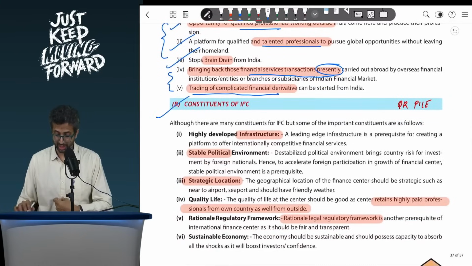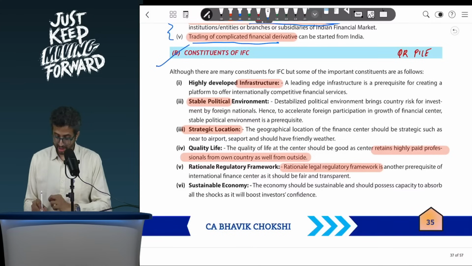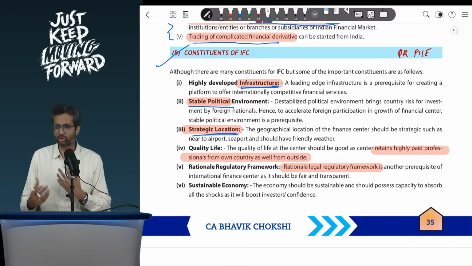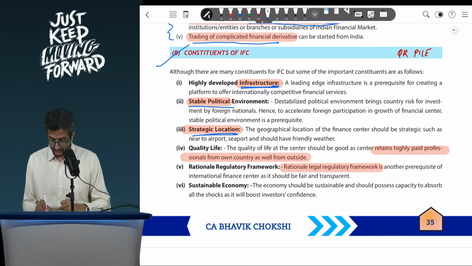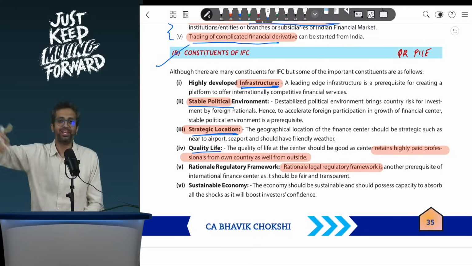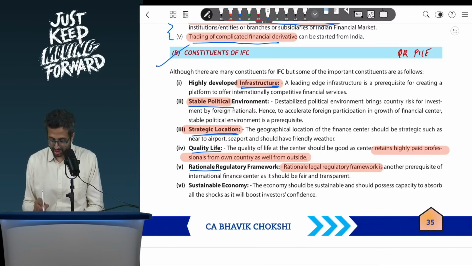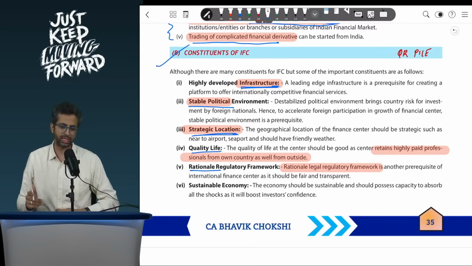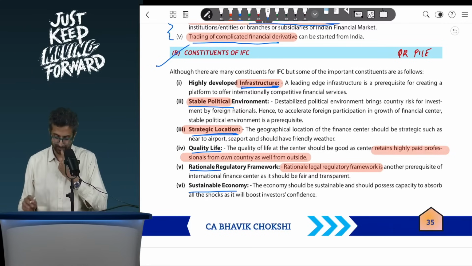The constituents of an IFC: there has to be really A-grade infrastructure. A stable political environment is a must, otherwise international talent will not come. Strategic location: it has to be close to the airport, port, has to have good weather. Quality of life, this is a very general thing. It should offer a good quality of life, maybe good infrastructure. Rational regulatory framework: if you keep very strict laws over there, what is the point of setting up a center? And sustainable economy. So these are the constituents.